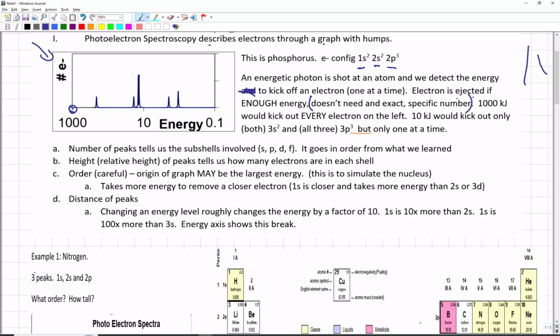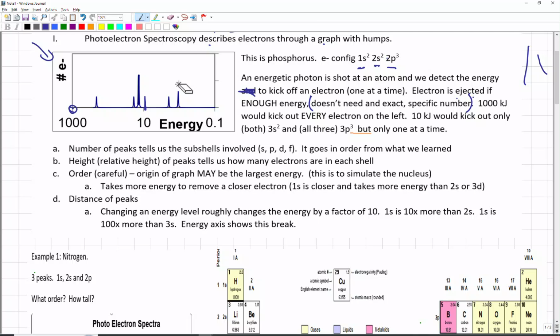Notice how this is a logarithmic scale, so there are big jumps. 10 kilojoules would kick out only, here's 10, only these guys. So let's see what we can do.